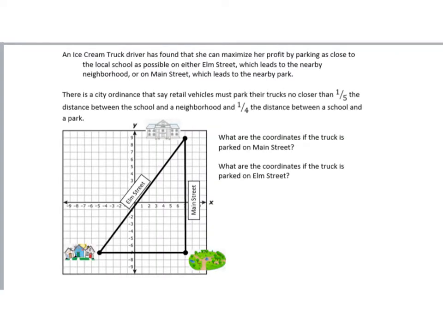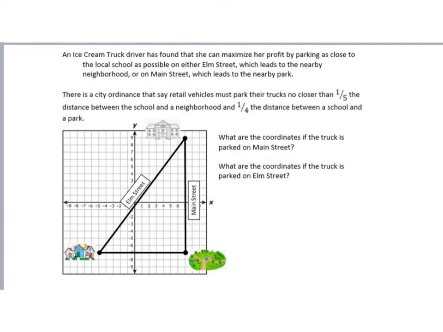Okay, an ice cream truck driver has found that she can maximize her profit by parking as close to the local school as possible on either Elm Street, which leads to the nearby school neighborhood, or on Main Street, which leads to the nearby park. There is a city ordinance that says retail vehicles must park their trucks no closer than 1/5 the distance between the school and a neighborhood, and 1/4 the distance between a school and a park. What are the coordinates if the truck is parked on Main Street? What are the coordinates if the truck is parked on Elm Street?